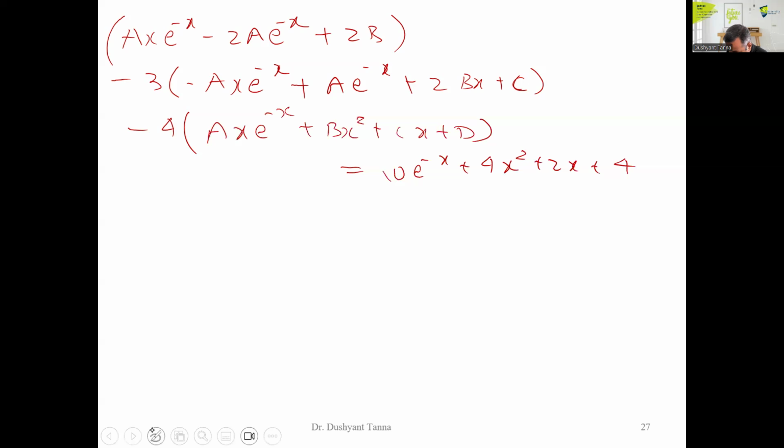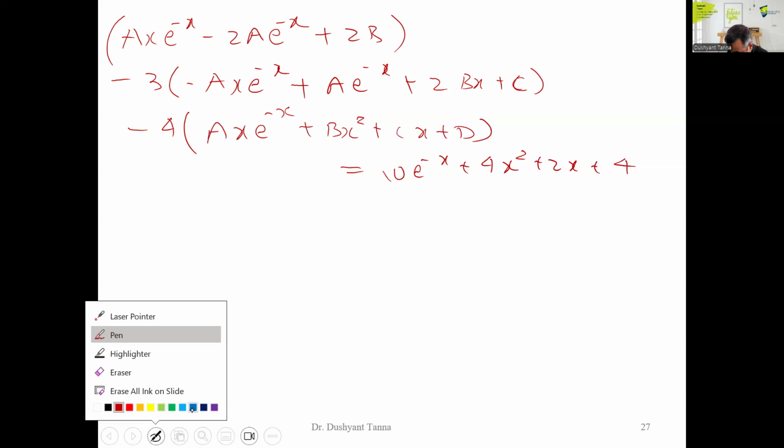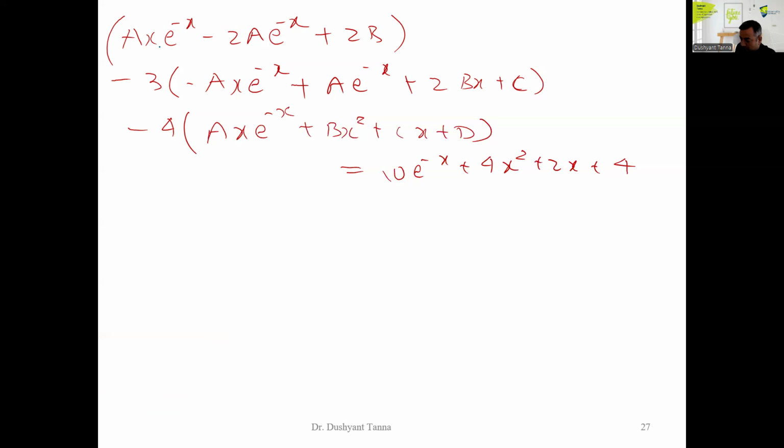Okay, so I got e power minus x terms here, here, and here. There are several e power minus x terms. Combine them in one. Okay, then talk about x squared. So this is x squared, this is x squared. Straight away you got B is equal to minus 1 because there is minus 4 ahead, right? Then the x terms, along with the x term, right? And then the constant bit.